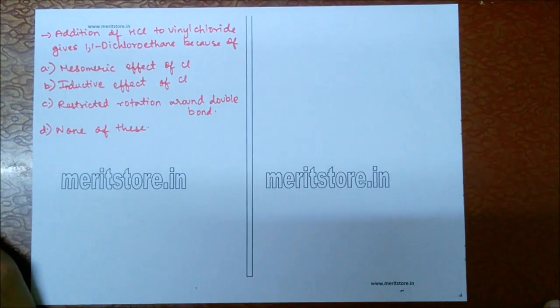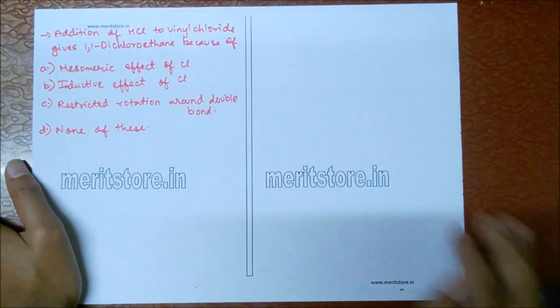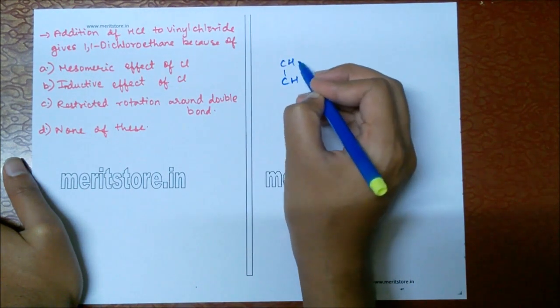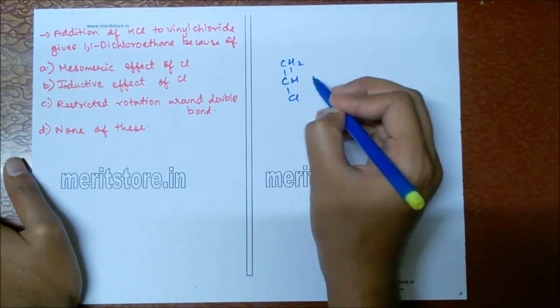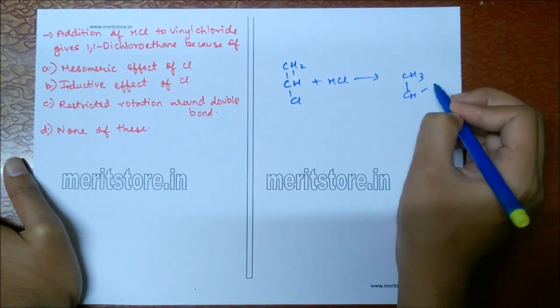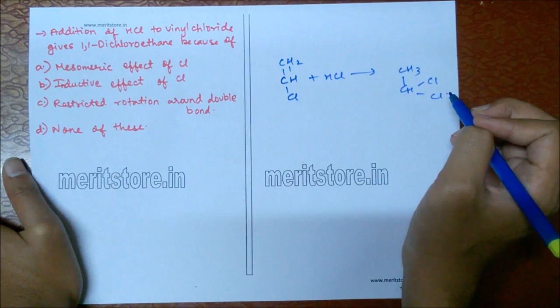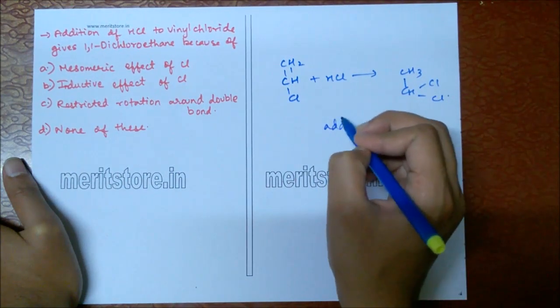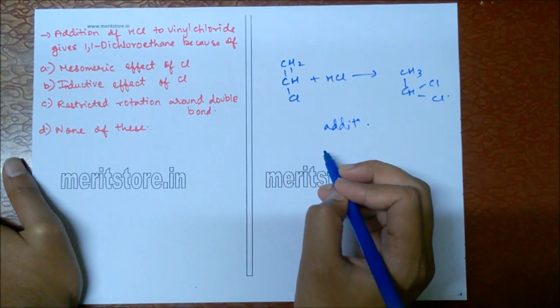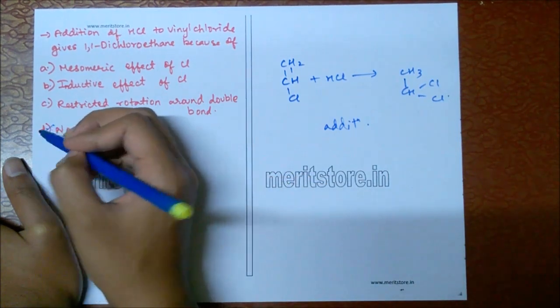Reaction of HCl with vinyl chloride gives 1,1-dichloroethane because of A, mesomeric effect of chloride, B, inductive effect of chloride, C, restricted rotation around double bond, D, none of these. The reaction of vinyl chloride, CH2=CHCl, plus HCl will give CH3CHCl2, dichloroethane. It is an addition reaction. It is formed according to Markovnikov's rule. So option D is the correct answer.